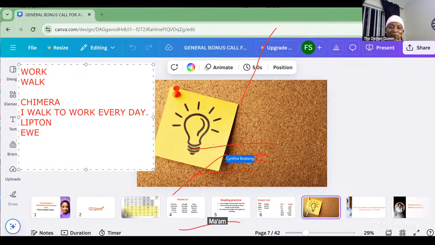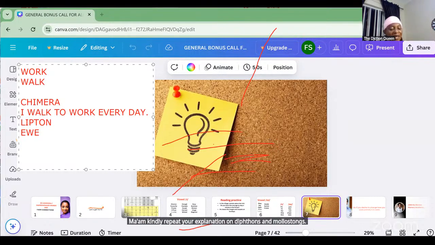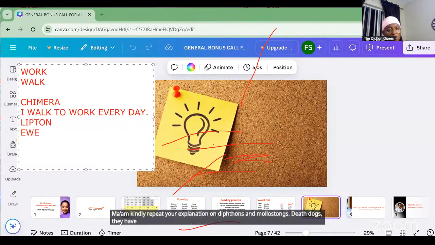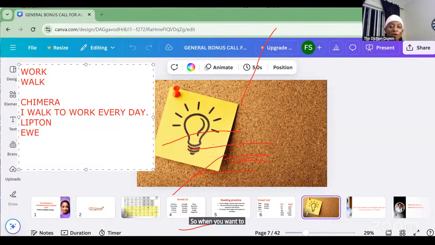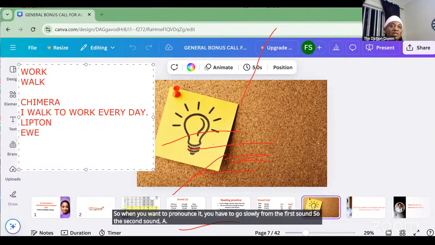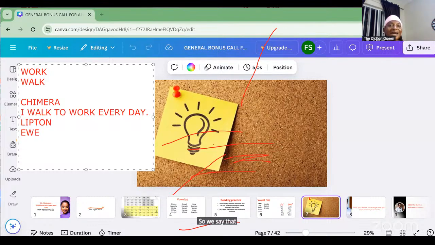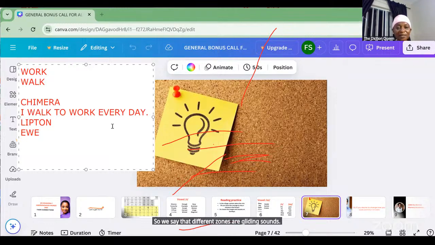Ma'am, kindly repeat your explanation on diphthongs and monophthongs. Diphthongs have two symbols. Just like the second sound we learned tonight, A, it has my slash, first small letter E, capital letter I, and I close my slash. Two symbols. So when you want to pronounce it, you have to go slowly from the first sound to the second sound. So we say that diphthong sounds are gliding sounds.